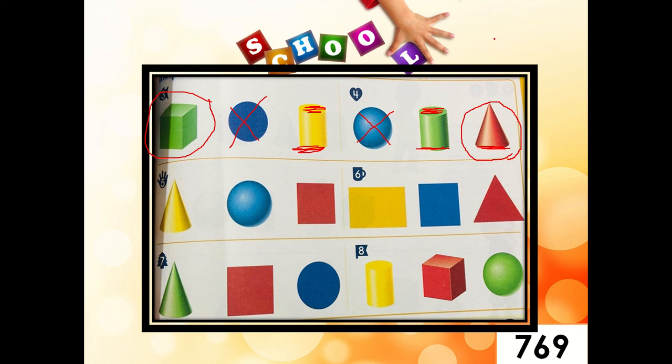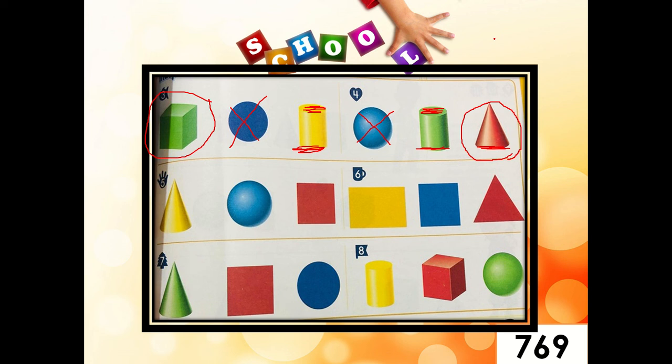Okay, next let's do number 7. I am a flat shape. I do not have any straight sides. What shape am I? Circle your answer. Next, number 8. I am a solid figure. I can roll. I have 2 flat surfaces. What shape am I? Circle your answer.